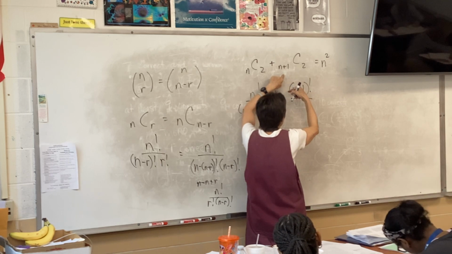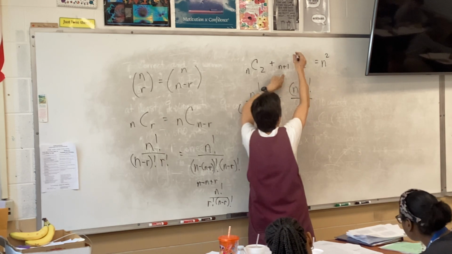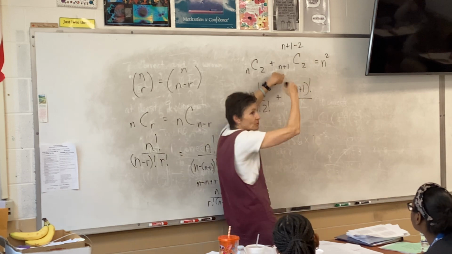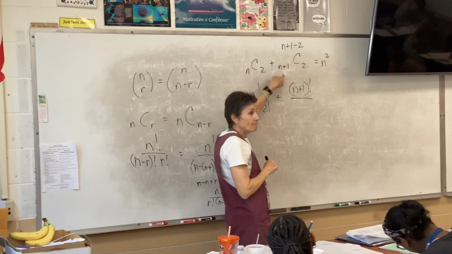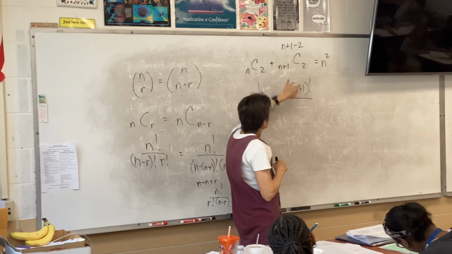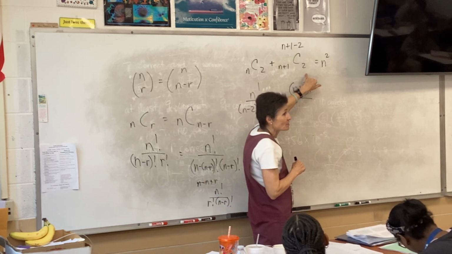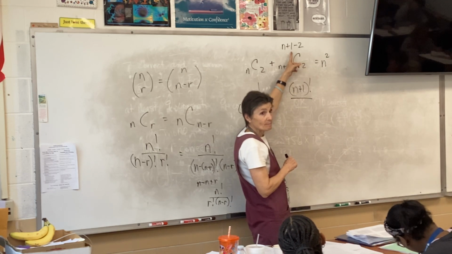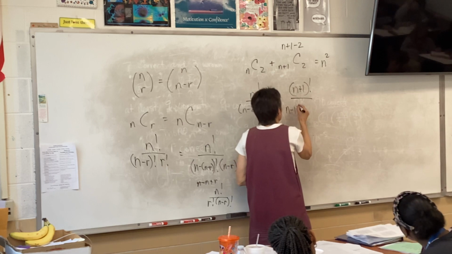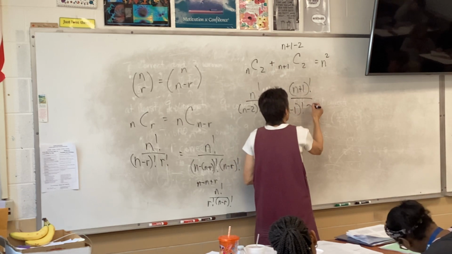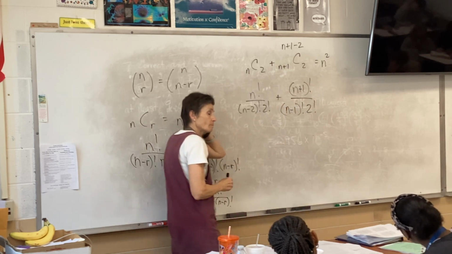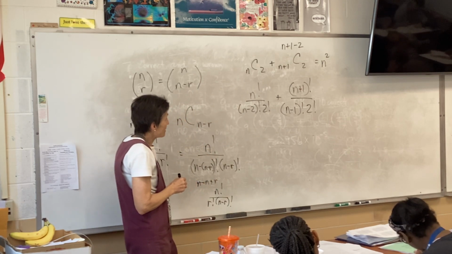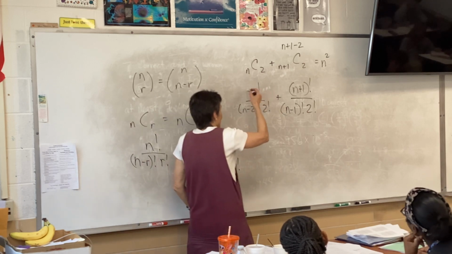So when I subtract them, what is n plus 1 minus 2? What does that simplify to? N minus 1? Guys, n plus 1 minus 2. Is that n minus 1? So I have n minus 1 factorial, and then 2 factorial. All right, I need to add these together, but I think first I'm going to try to simplify.